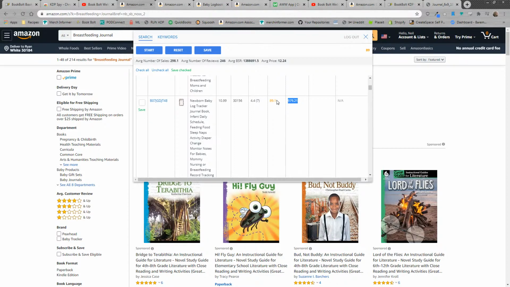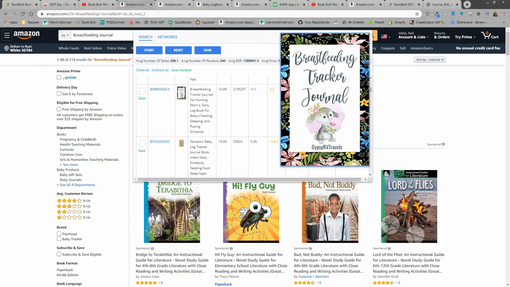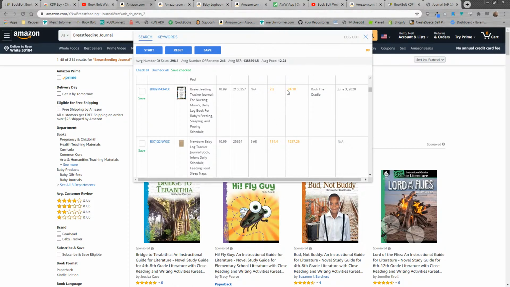Again, I need to point out, the revenue is not profit. We get paid a royalty. We do not get paid revenue. Amazon takes their cut, but hey, about 90 sales a month. Awesome. Breastfeeding tracker journal. This one is only doing a couple sales a month. Not the greatest, but look at this. Hasn't been up for very long. It's selling. That's all you have to keep in mind. And it's selling, let's look at this one.